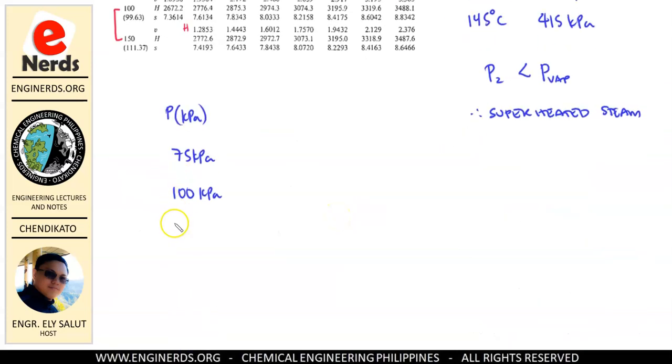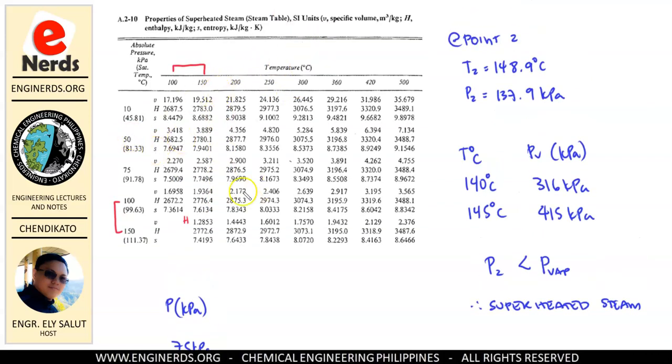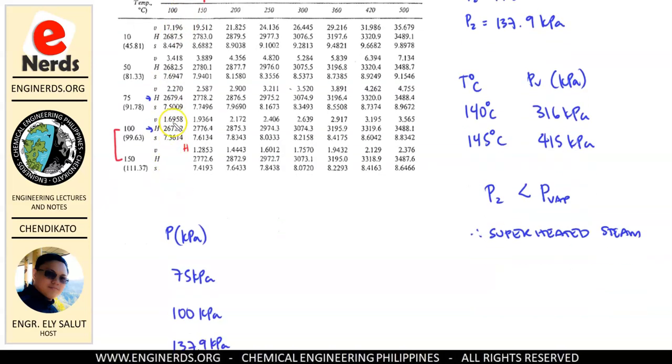So, I'm going to write that here. 137.9 kilopascal. Okay? And then we're going to get the enthalpy, which is this one. Our enthalpy in 75 and 100. So, in 75 kilopascal, at 100 degrees Celsius, our enthalpy here is 2679.4.